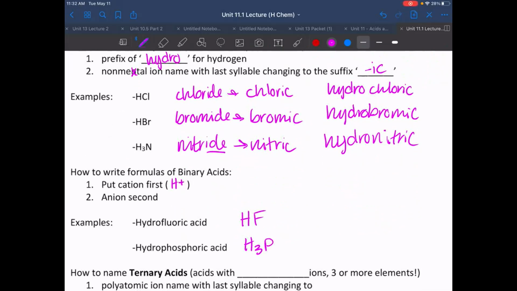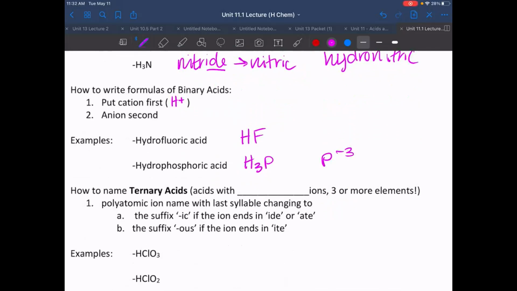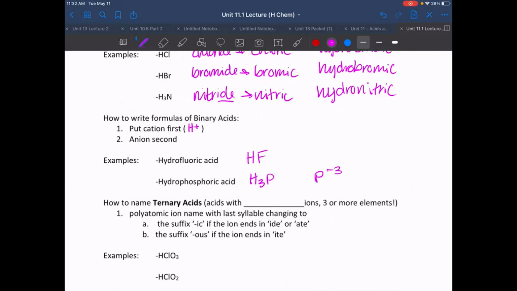So the reason being is you have to remember that the different ions form different charges. Phosphide has a -3, so you need one hydrogen for every charge there. Any questions about writing formulas? Okay, now we're going to talk about ternary acids. So when it's not just two elements, but there are acids that are made from polyatomic ions. So table E is not going away quite yet.